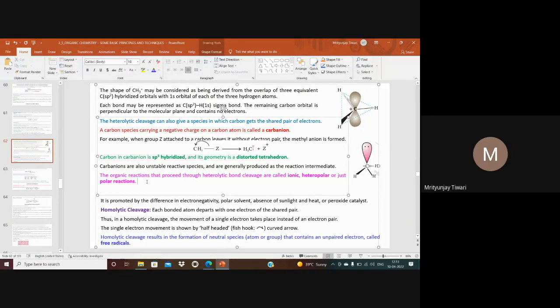The stability order of carbanions will be: methyl carbanion is more stable than primary carbanion, and primary carbanion is more stable than secondary carbanion, which is more stable than tertiary carbanion.